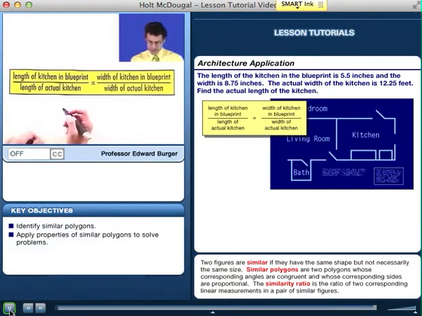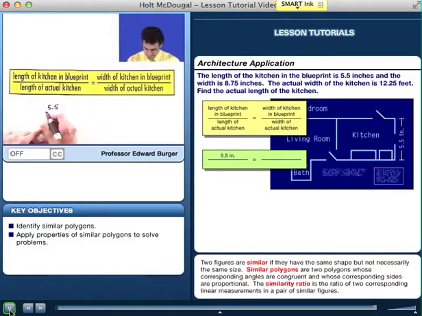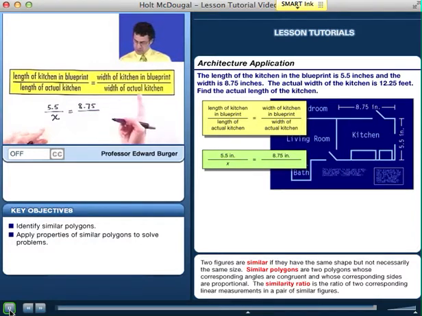So the length of the kitchen in the blueprint we see is 5.5. And that is to the actual length, which we don't know. I'm going to call that x. And that equals the width of the kitchen in the blueprint, we're told, is 8.75. And we're going to compare that, look at the ratio with the width of the actual kitchen, which is 12.25. And now I've got to solve this particular proportion.